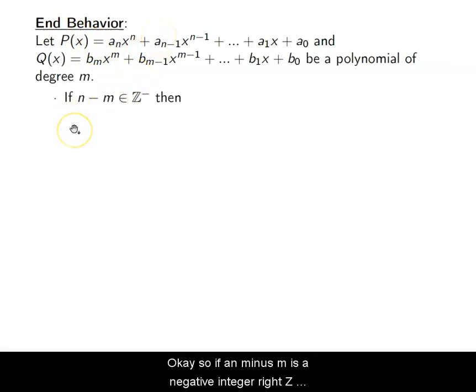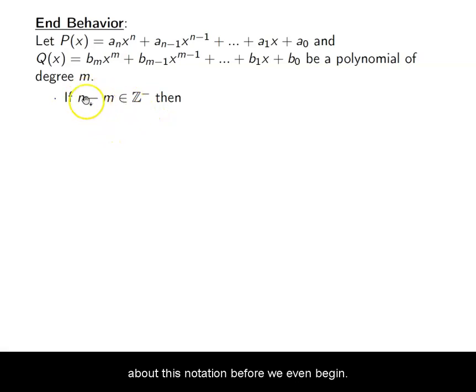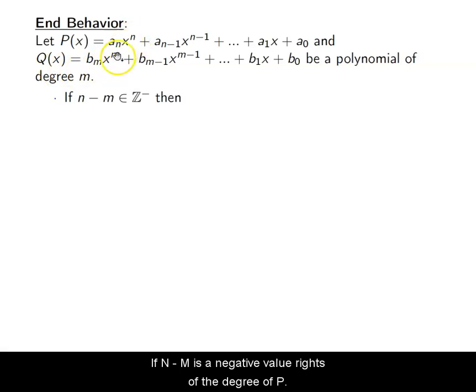Okay, so if n minus m is a negative integer, right? Z negative is negative integers. So let's just think about this notation before we even begin, right? N minus m is a negative integer, okay? P is on top, Q is on bottom. If n minus m is a negative value, right?